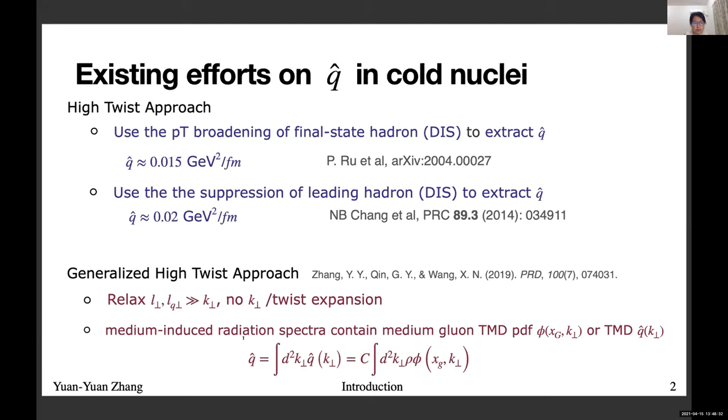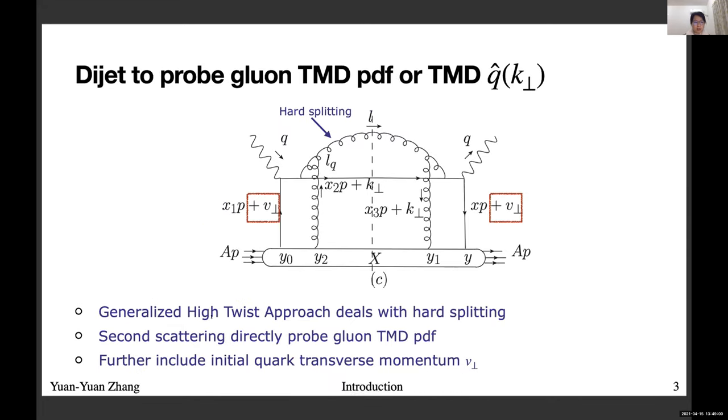And with the medium induced radiation spectra we got, we find it contained the medium gluon TMD PDF or the TMD q-hat. And by the definition of q-hat, we know that these two quantities are proportional to each other. And from here, we know that we can use the generalized higher twist approach to probe the gluon TMD PDF or the TMD q-hat. And since in our approach we deal with the hard splitting, we naturally come up with the idea of using Dijet to probe the gluon TMD PDF or the TMD q-hat. And from this example diagram, you can see clearly that the second scattering will directly probe the gluon TMD PDF.